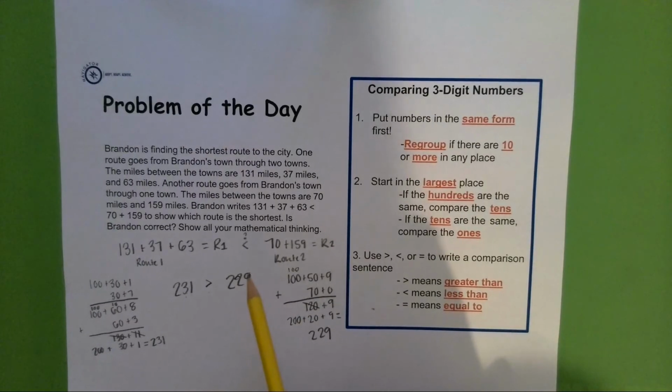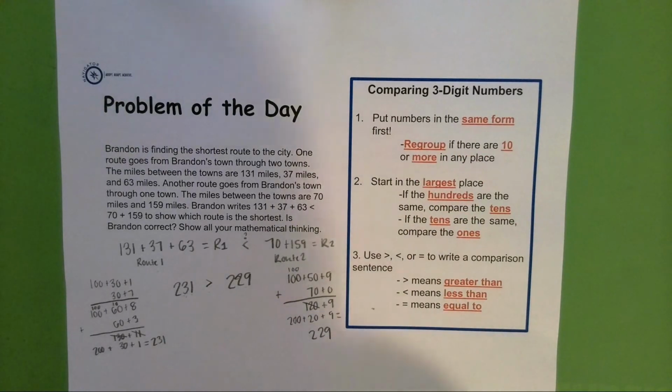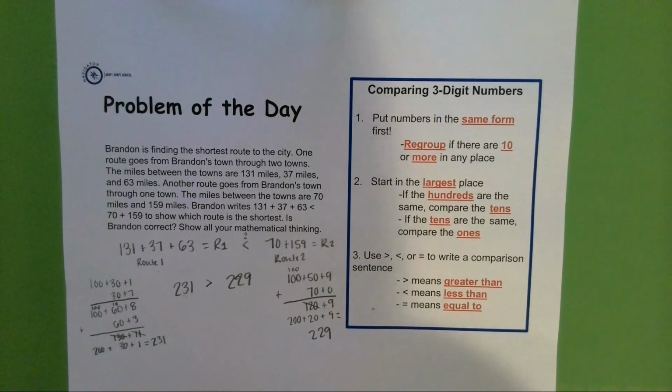I bet you said no, Brandon is not correct, because he used the less than symbol to compare the two amounts. But now we know that 231, the total of Route 1, is greater than 229, the total of Route 2. So what will you do to solve story problems about comparing? Say it out loud. I bet you said that first you'll represent the problem, and then you'll solve using a strategy that makes sense and compare by looking at the value of the digits starting in the largest place. Nice work.